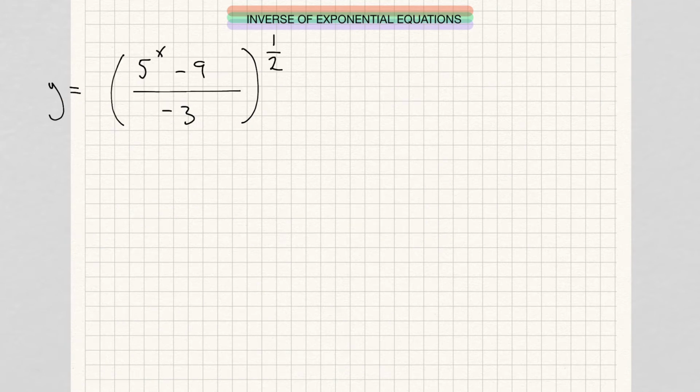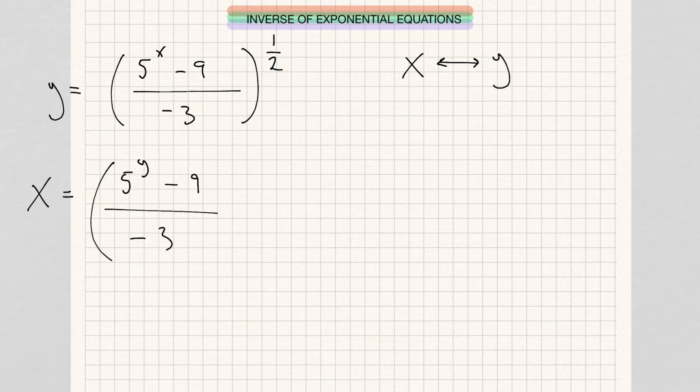All right, next problem. We have y equals 5 raised to the x minus 9 over negative 3, all that being raised to the half power. Once again, we're finding the inverse. The first thing you want to do is swap out x and y. So we're going to write it like this: x equals 5 raised to the y power minus 9 over negative 3, and all that raised to the half power. Simply taking y and x and swapping them out.